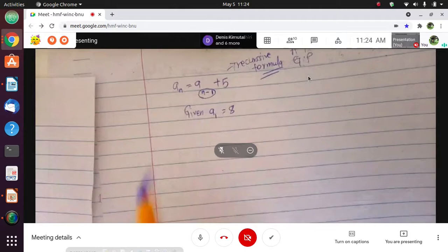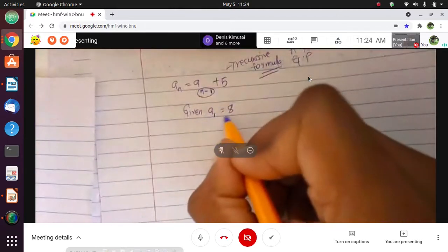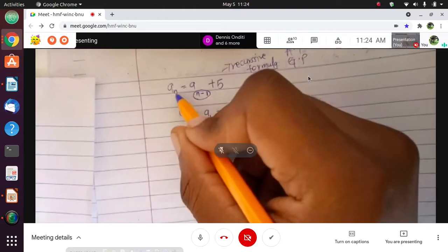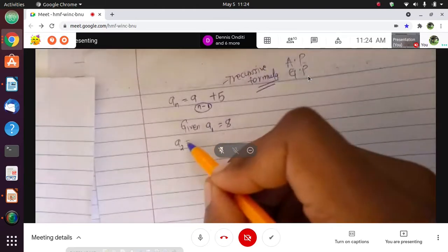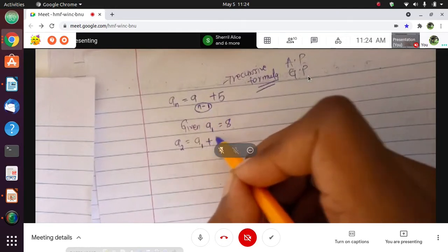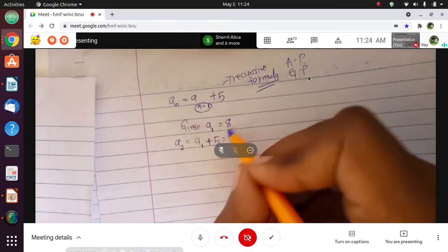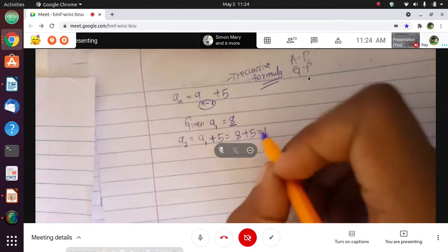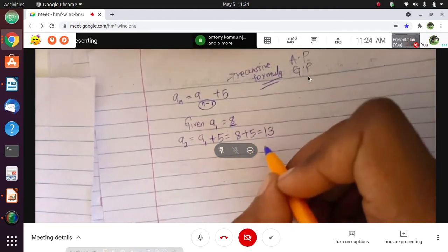Now, how do we do this? We are told that A1 is 8. Therefore, for A2, we plug 2 where n is. So A2 is A1, so 2 minus 1 is 1. So A1 plus 5, okay? And we have been given that A1 is 8. This becomes 8 plus 5. So the value of A2 is 13.